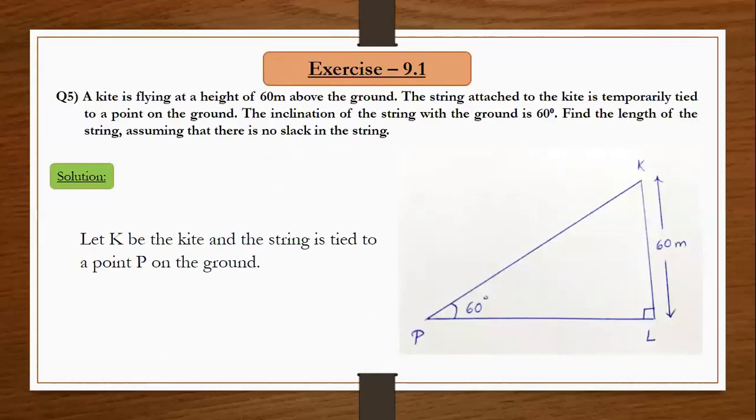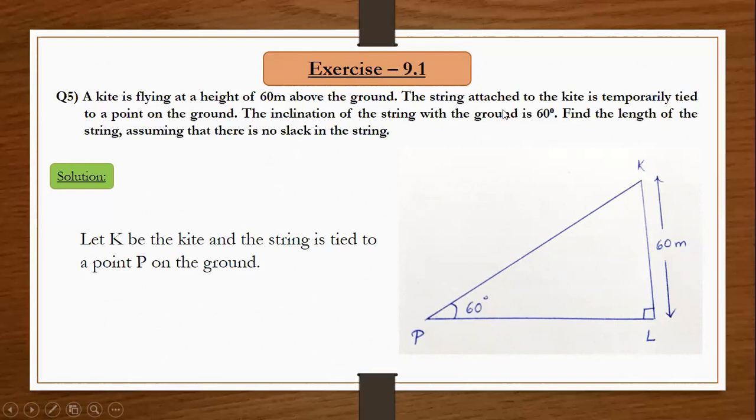Moving on to the next question. Question number 5. A kite is flying at a height of 60 meters above the ground. So let us take K to be the kite. It is flying above the ground at a distance of 60 meters.